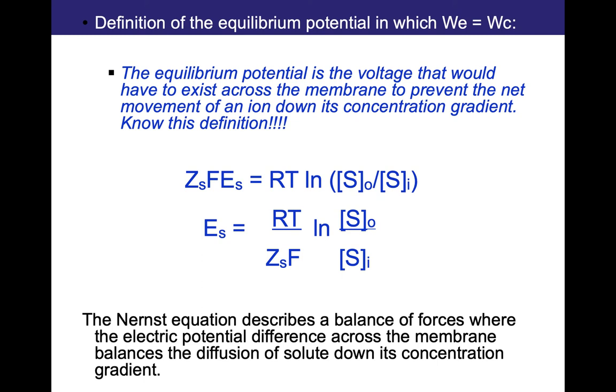If that was a negative, would it go against? Yeah, so basically if here's our reference and it's more negative, then we would put a negative sign in here and then it would start attracting potassium into the cell against its large concentration gradient. Yay.